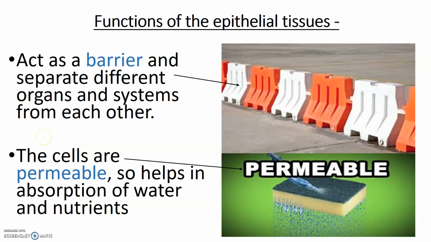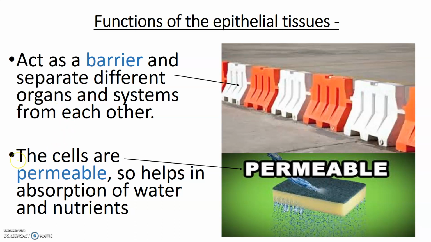The next function for the epithelial tissue is that it acts as a barrier. Barrier means it is not letting the organs and organ systems get into one another. We all know we have so many organs and organ systems in our body, and all of them are put together at a place. So they are all demarcated, or you can say separated from one another by the barrier which is being formed by the epithelial tissue.